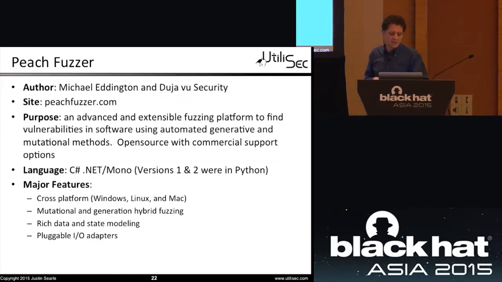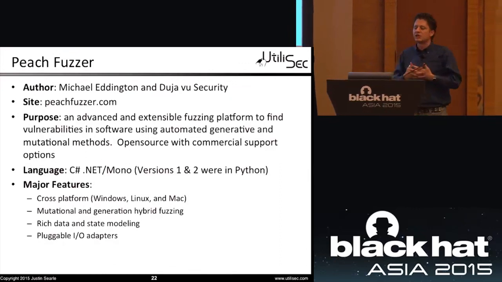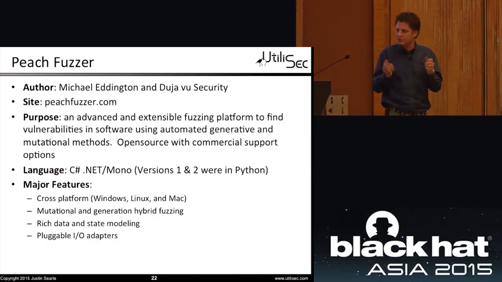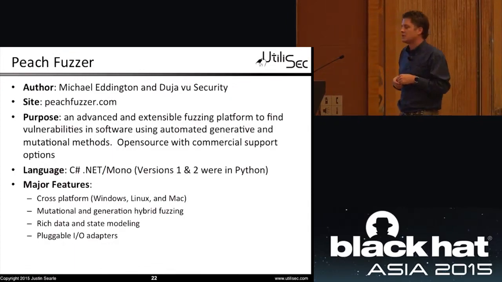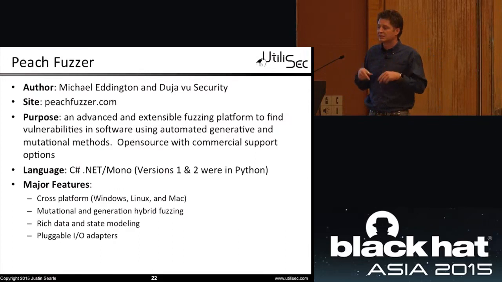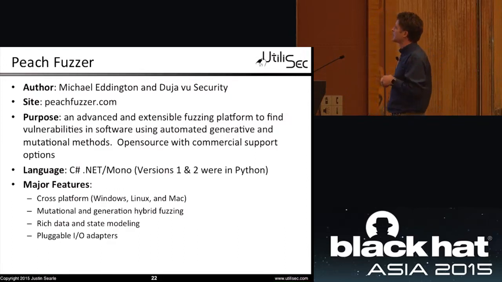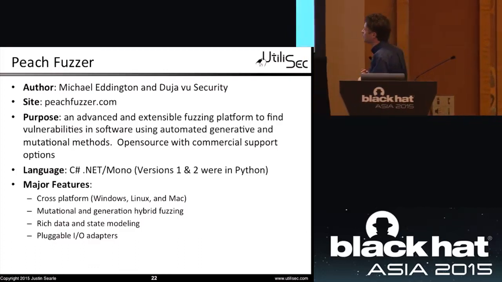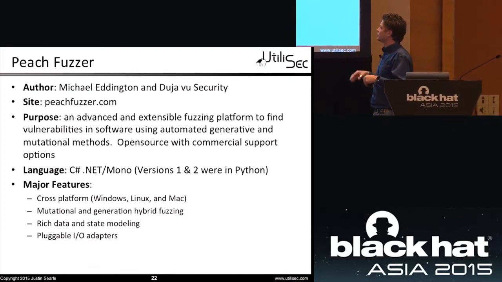But with Peach Fuzzer, so Michael Eddington and Deja Vu Security. Deja Vu Security is the company that owns Peach Fuzzer, open source. Michael Eddington is the main developer, and he often will come to some events like Black Hat and teach how to use Peach Fuzzer. He does that in the Vegas show. It's written in C++ or C#, .NET, and Mono. A great tool, cross-platform, works on all the major operating systems.